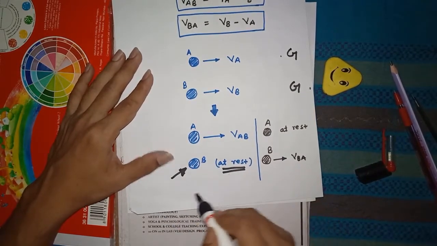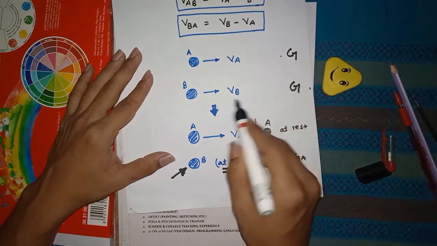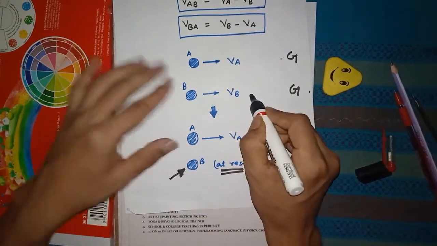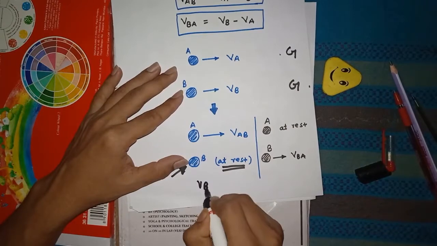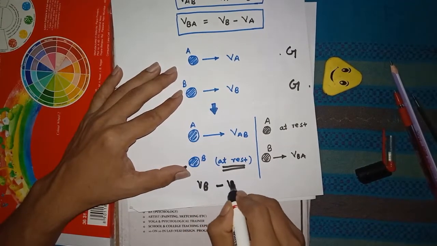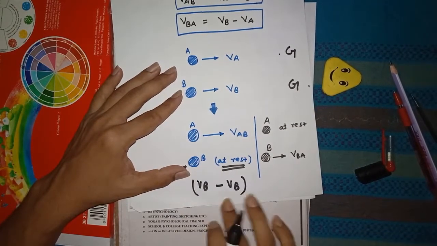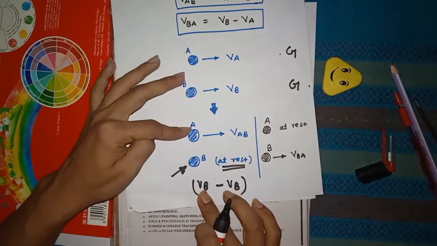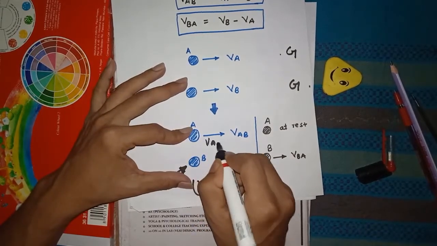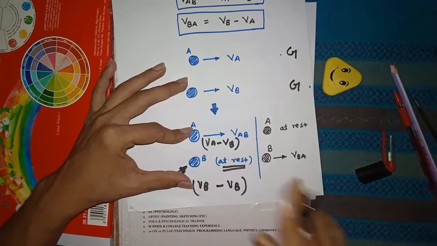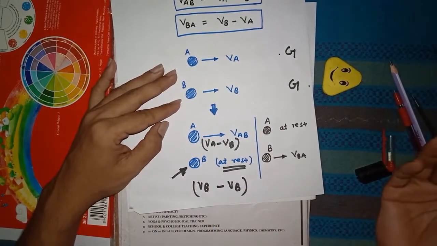How can you take it at rest? You have to subtract this velocity with respect to ground, VB, so you have to subtract VB. If you subtract VB in this case, you also have to subtract VB in this case, so you have VB minus VB. Have you got my point?